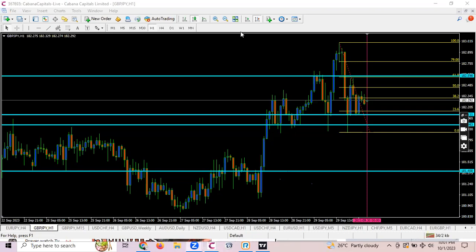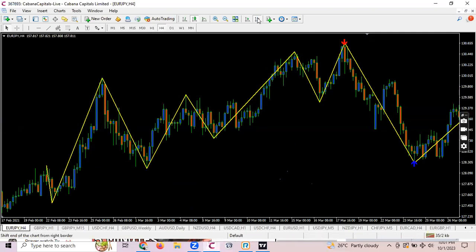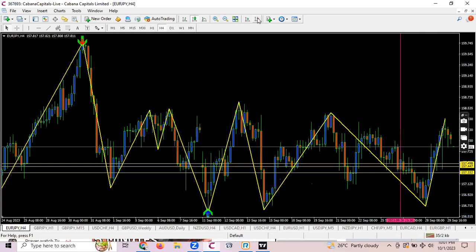Which other pair? EJ and GJ, I think they are positively correlated. So if you're looking for a sell setup opportunity on GJ, you should expect a bearish move also on Euro JPY. You can see what we have on Euro JPY. Please, who is drawing on the chart, please?